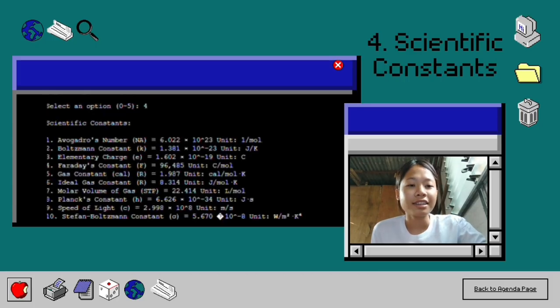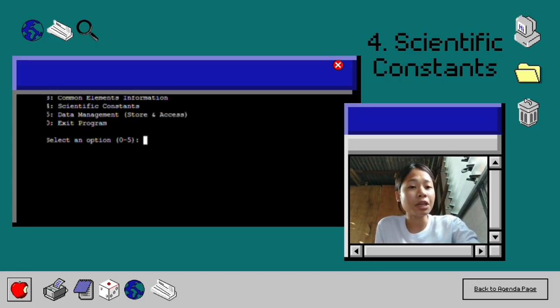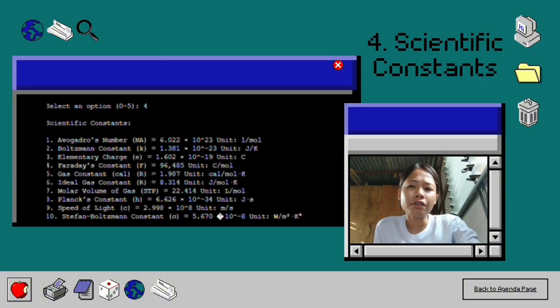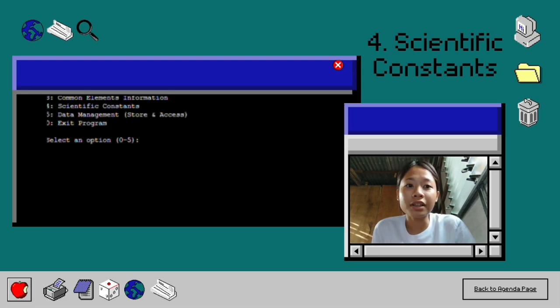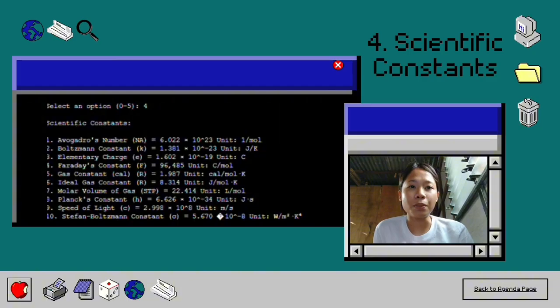Let's talk about something that really saves time. The fourth category, the scientific constants module. How many times have you been solving a problem and had to pause just to search what's the value of Avogadro's number again? Or what's R in the ideal gas law? With ChemPal, you don't have to. This module contains a curated list of the most used scientific constants in general chemistry.